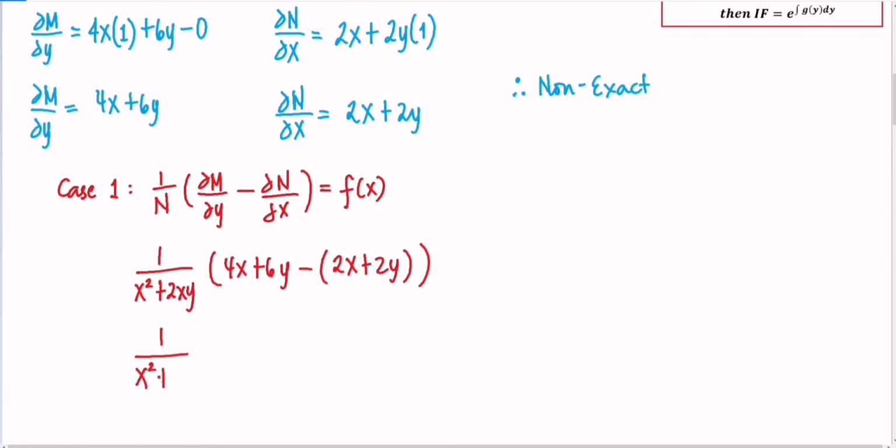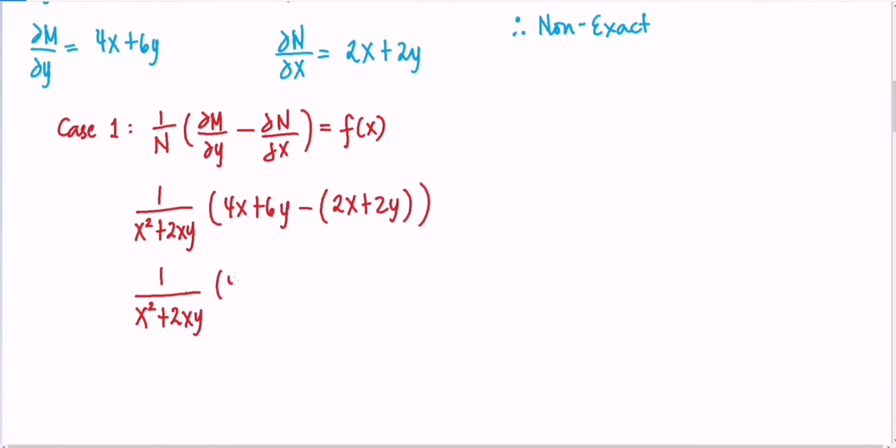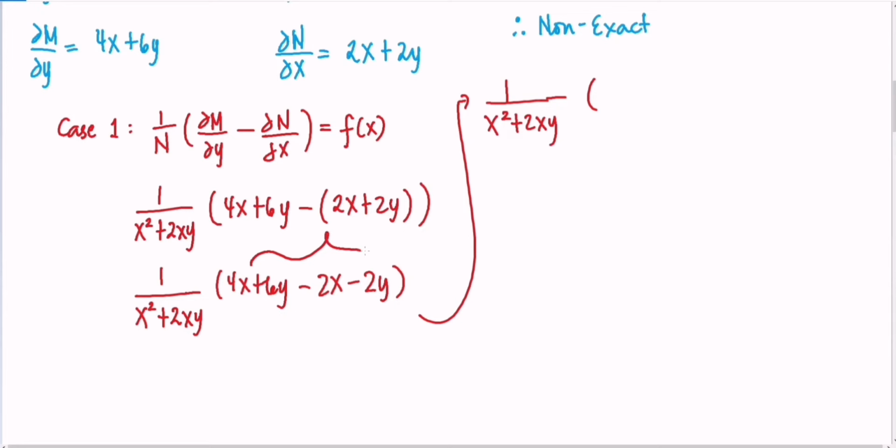So, i-perform lang natin yung algebra, yung mga parentheses and all. So, magiging 4x plus 6y and then distribute natin yung negative dito. So, magiging negative 2x and the negative times positive 2y is negative 2y. Okay? So, after that, copy lang ulit itong 1 over x squared plus 2xy and then combine similar terms dito. So, pwede natin pagsamahin si 4x negative 2x which is 2x. And then, positive 6y minus 2y is positive 4y.